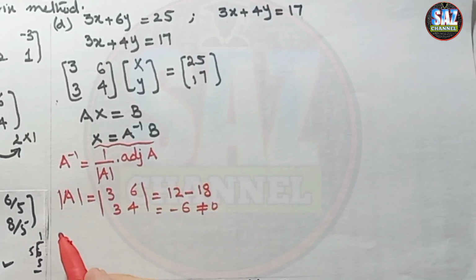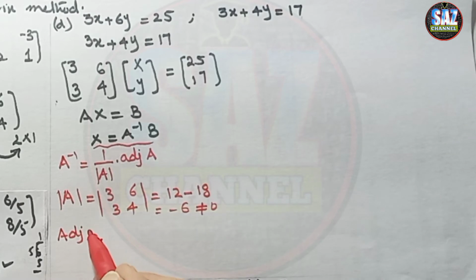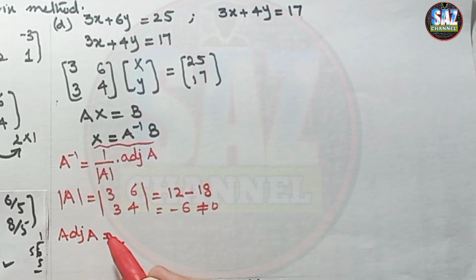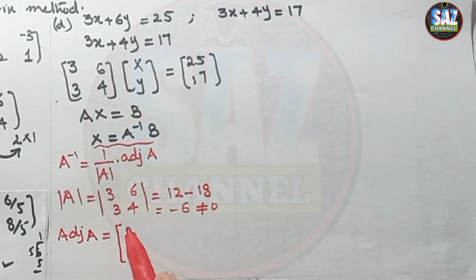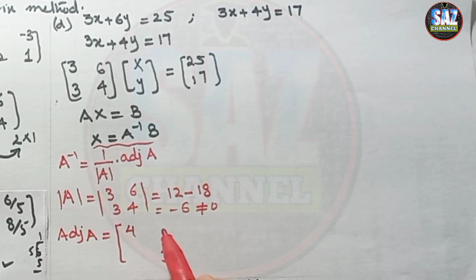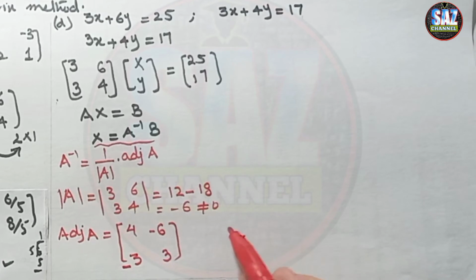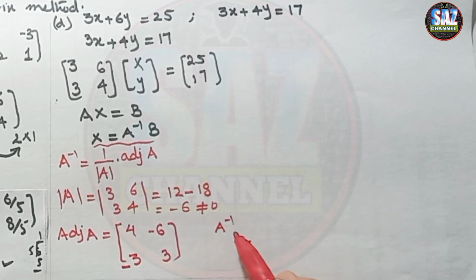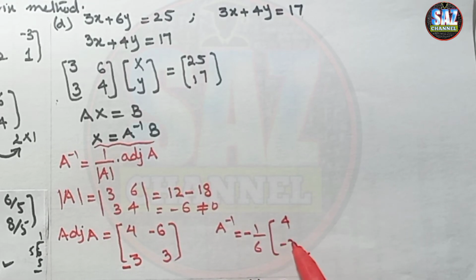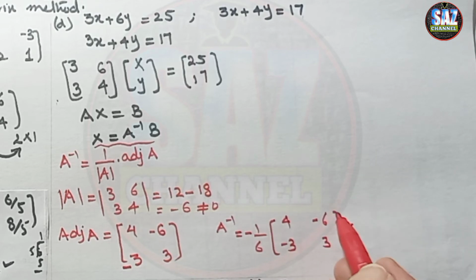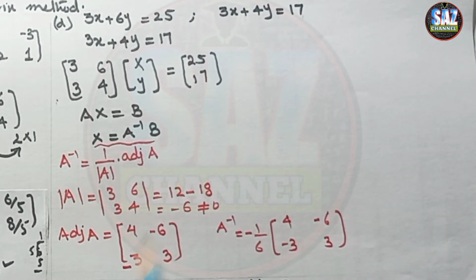Now I have to go for the adjoint, and recall that adjoint can be memorized easily by PS, that is, places of diagonal entries. Swap the positions of 4 and 3, and write down the other diagonal as it is, and place a minus sign before that. Now A inverse equals minus 1 by 6 into 4, minus 3, minus 6 and positive 3. Yes, 4 at this place and 3 at this place, 6 and 3 at their places.